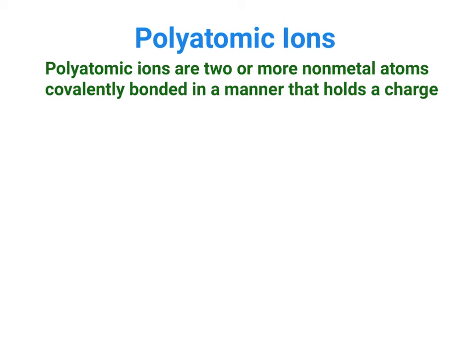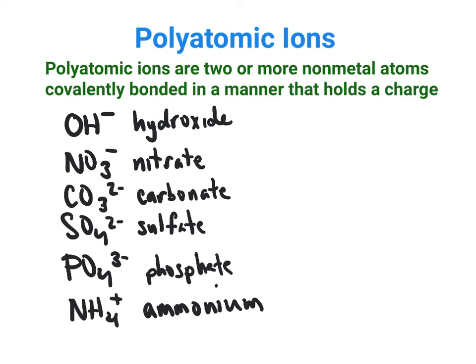I mentioned previously polyatomic ions. Remember, polyatomic ions are two or more nonmetal atoms that are covalently bonded in a manner that holds a charge. There are 6 polyatomic ions you need to know. They are OH-, which is hydroxide, NO3-, which is nitrate, CO3 2-, carbonate, SO4 2-, which is sulfate, PO4 3-, which is phosphate, and NH4+, the only positive polyatomic ion, which is ammonium.